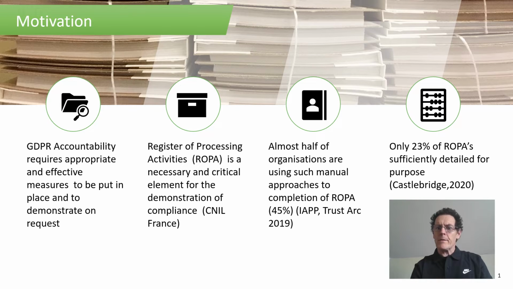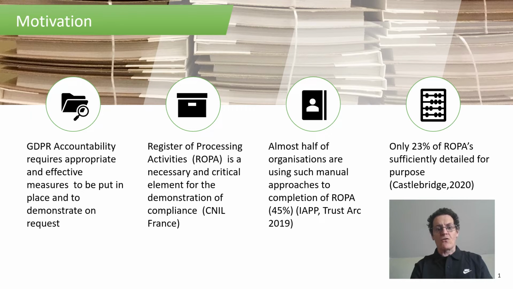A core requirement for GDPR compliance is the maintenance of a Register of Processing Activities, or a ROPA as we refer to it. Every organisation must maintain such a Register of Processing Activities under Article 30 of the GDPR. The document is a rich repository of the personal data handling carried out by the organisation, and it is an integral element for the demonstration of GDPR compliance.